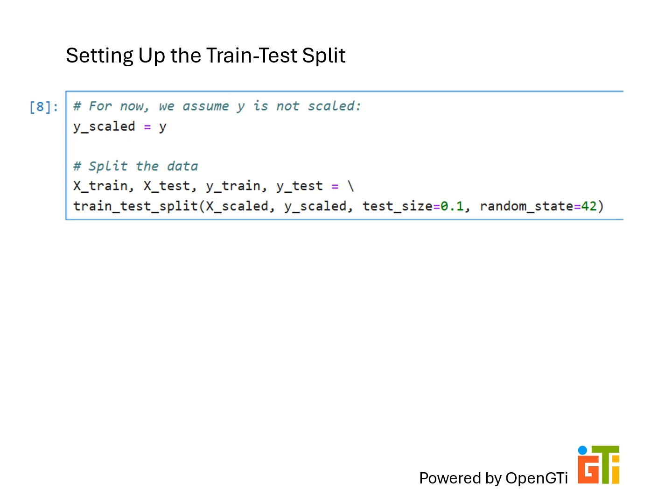We choose not to scale our target variable y in this project, so we simply set y_scaled equals y. Then, we use train_test_split to divide our data into training and testing sets, dedicating 10% of the data to the test set. We also set random_state equals 42 to keep our split consistent for reproducible results.